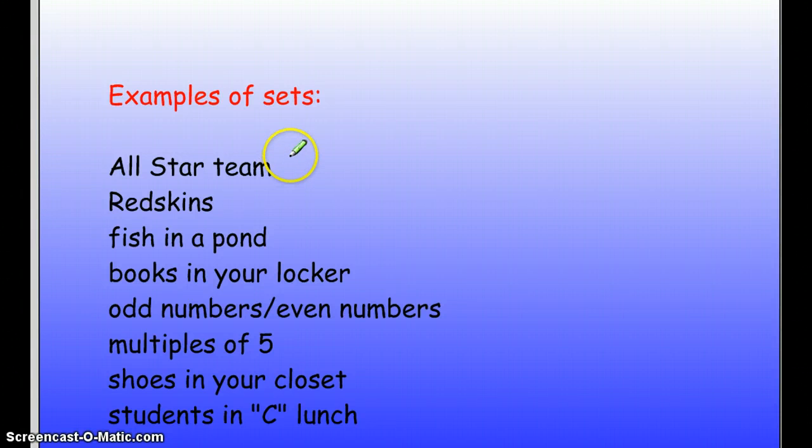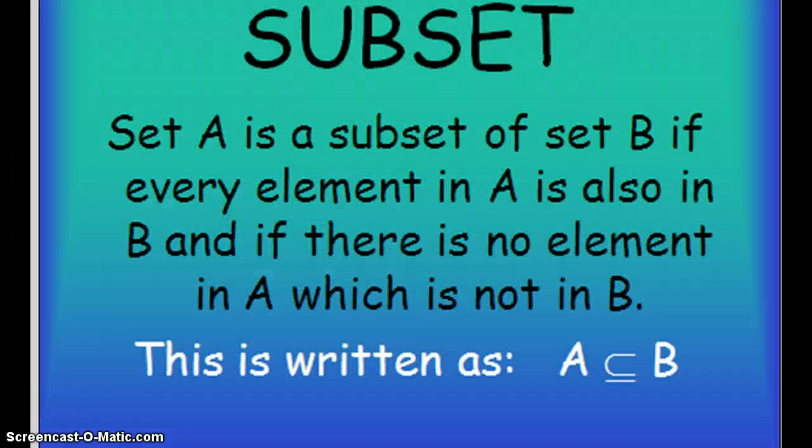Alright, so like the All-Star team or the Navigators team at Liberty would be an example of a set where all the students and teachers would be elements. Redskins, the players would be the elements in that set, etc. Okay, so fish in a pond, books in your locker, odd numbers or even numbers would be a set. Like if odd numbers were a set, the elements would be 1, 3, 5, 7, 9, and so on. Multiples of 5, shoes in your closet, students at lunch. Alright, so those are examples of just simple sets.